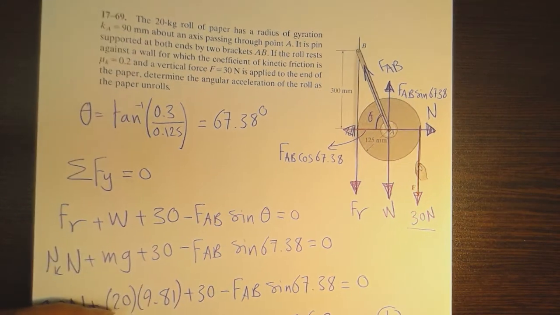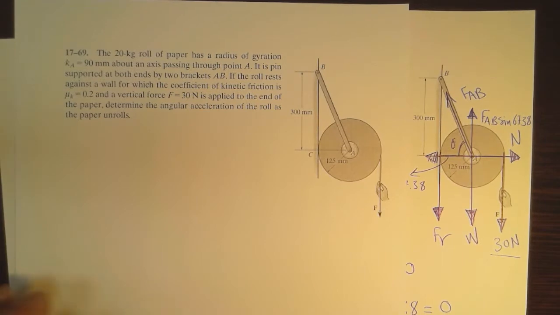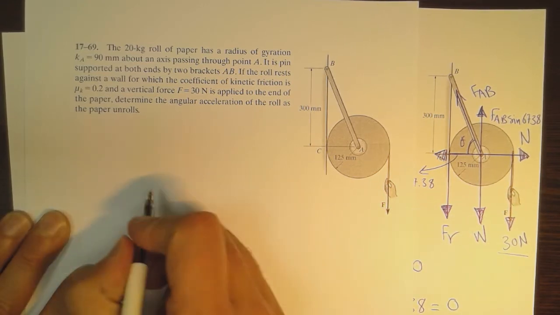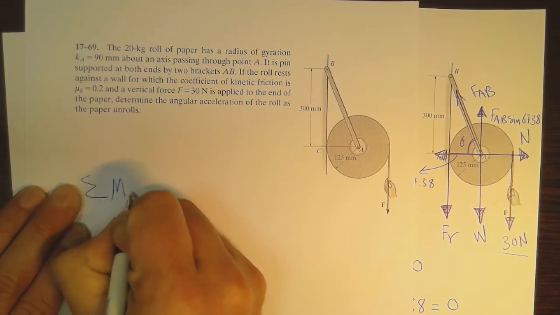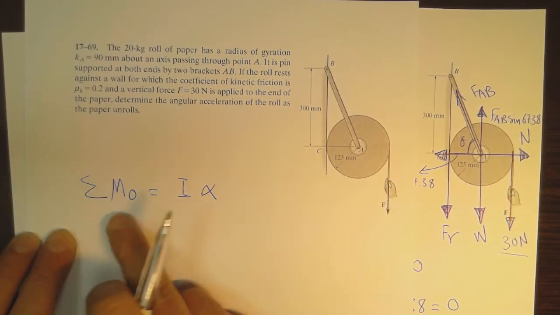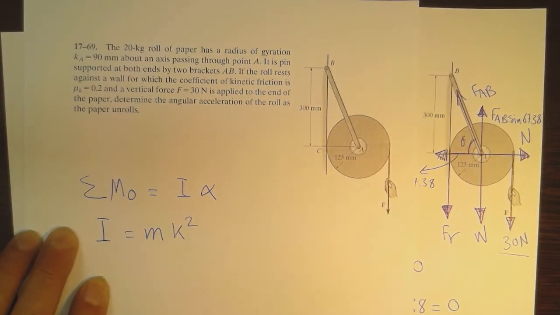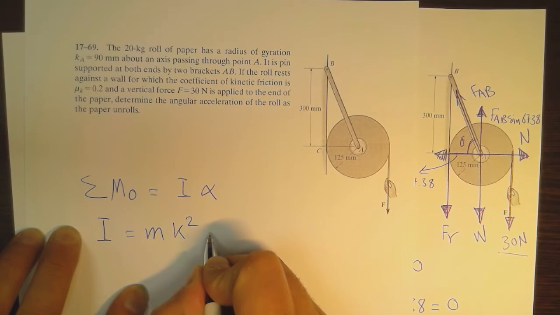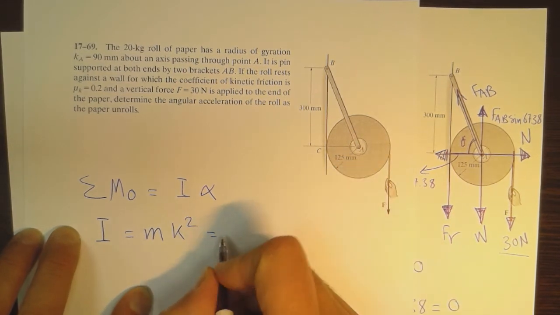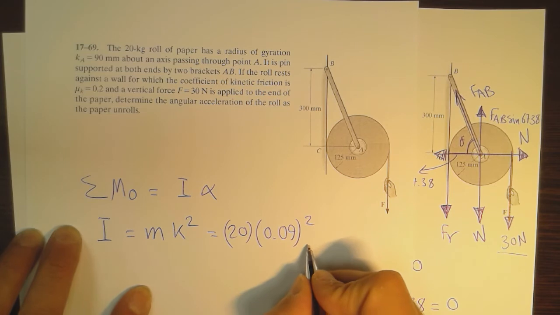I'll keep solving the problem, keeping the forces that I drew already for the free body diagram. So the summation of moments around point O or G equals I times alpha. This is the rule for calculating the summation of moments. We know already that I is equal to m k squared, where k is the radius of gyration, which was given to be 90 millimeters. The mass of this roll is 20 kilograms, so 20 times 0.09 squared is the moment of inertia.